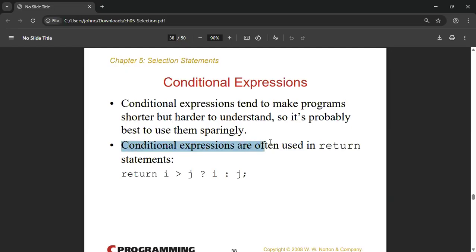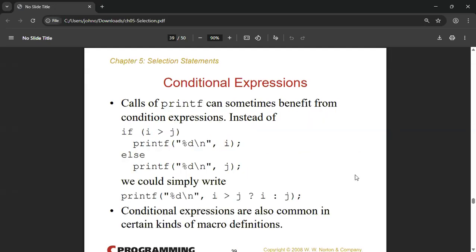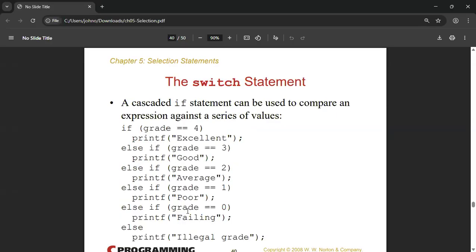Conditional expressions are often used in return statements. So you can return the output of this expression. It's pretty basic. You can assign it to a variable and return the variable, or you can return the result of the expression directly. It doesn't make much difference. Sometimes we can use it in printf. We can say, okay, evaluate this value, and whatever is the value becomes the result of this entire expression. And that would be the integer to be printed. Okay, so we stop here. Next time we start from the switch statement.